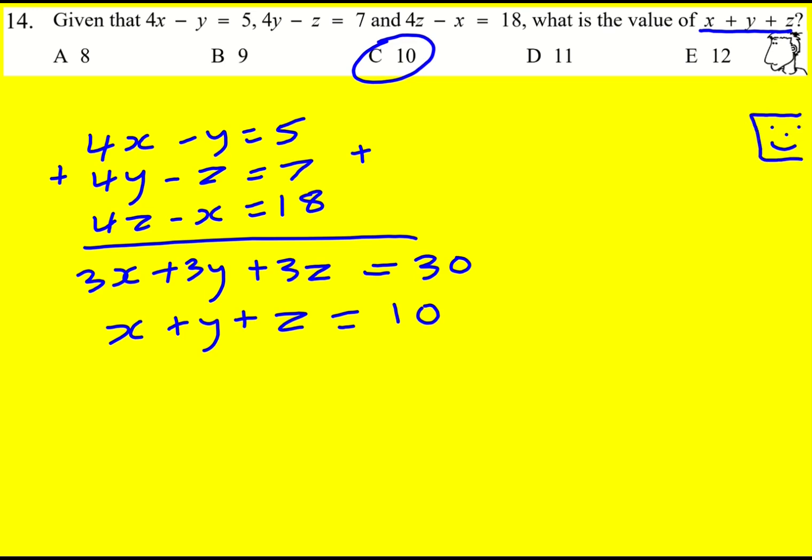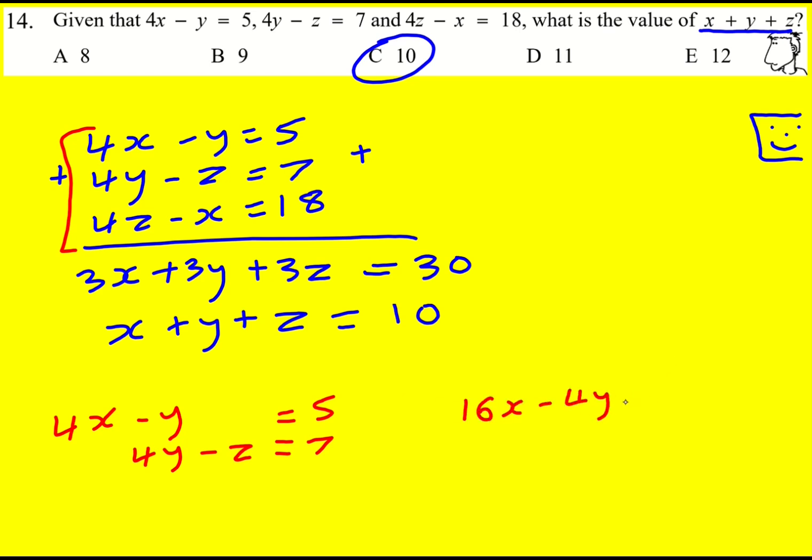Just as an add-on, I'm going to go ahead and solve the original equations, and I'm not going to use the result that we found. I'm just going to take these and deal with it. So I could take the first equation and the second equation. I might just rewrite it. So 4y minus z equals 7. To get everything lined up, it just makes life a little bit easier. And I'll times through by 4, the top one. So 16x minus 4y is going to equal 20. And keep the other one the same.